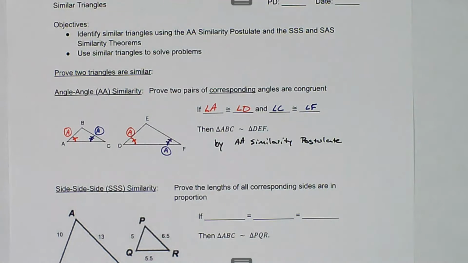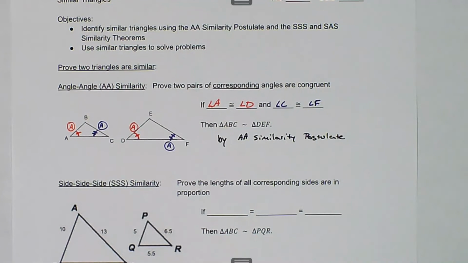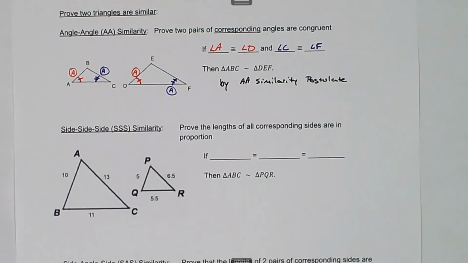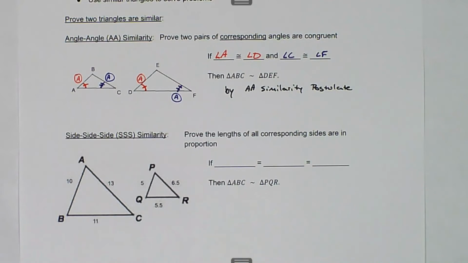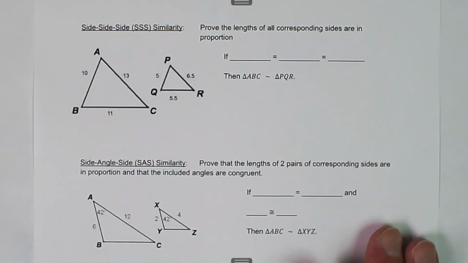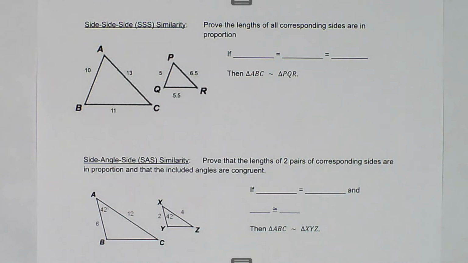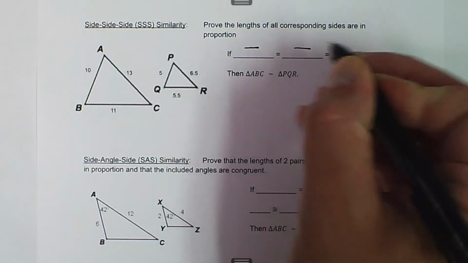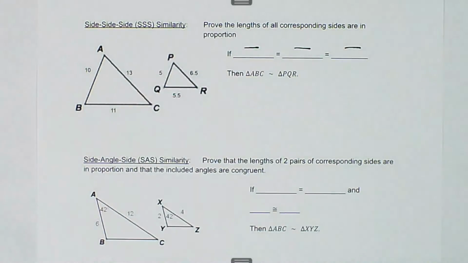So that's angle-angle similarity. The next one we have is side, side, side. And this one is a little bit more difficult to illustrate and a little bit more difficult to prove. So you have to prove the lengths of all corresponding sides are in proportion. So basically, we are going to set up a proportion or extended proportion.